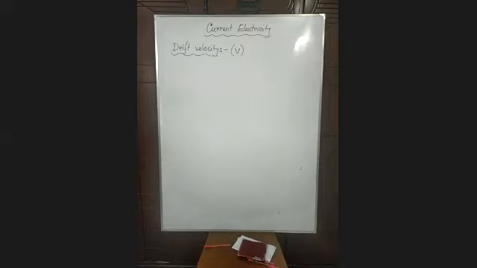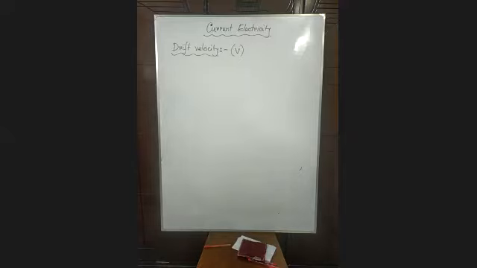Okay, so when we have a potential difference, the charge has different velocity. If we have larger potential difference on a wire, then the charge will get larger velocity. That velocity is drift velocity.